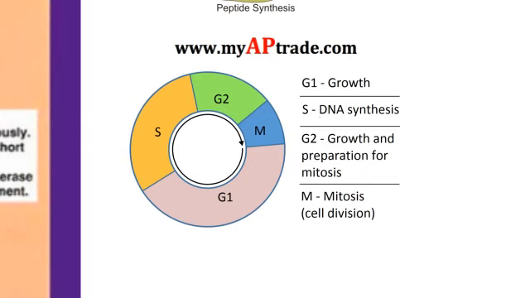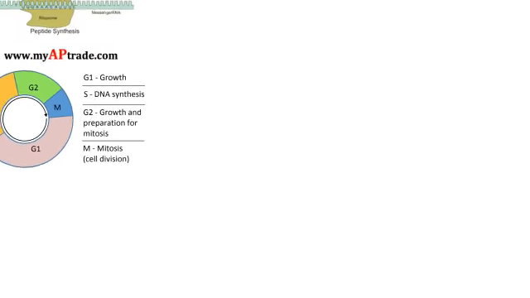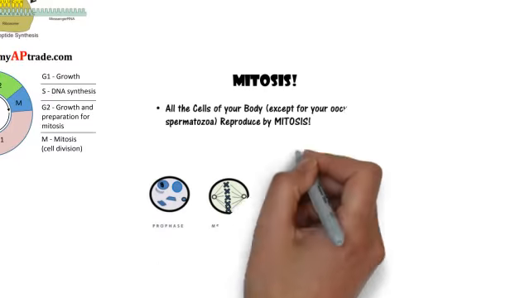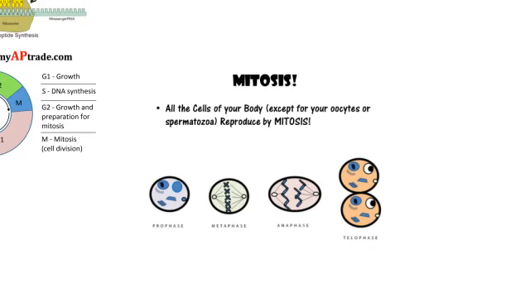G2 is the second phase in which it prepares for cell division. Lastly, G0 is when cells do not divide. G0 may sometimes happen right after G1. The second main phase of the cell cycle is cell division, which includes mitosis and cytokinesis. Mitosis is the process of cell division. It has 4 main stages.